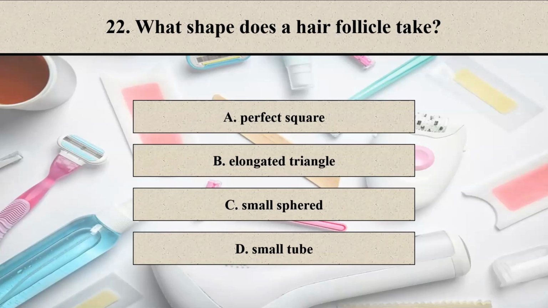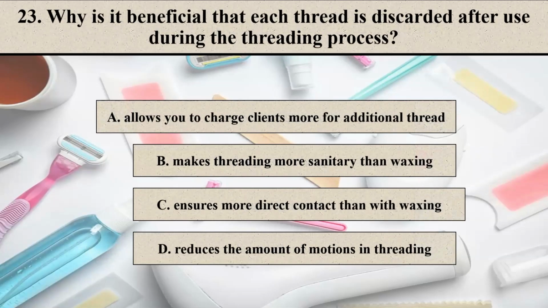What shape does a hair follicle take? Is it perfect square, elongated triangle, small sphere, small tube? If you chose D, small tube, you are correct.